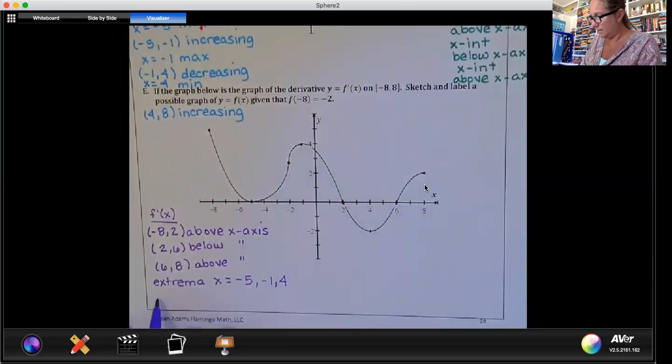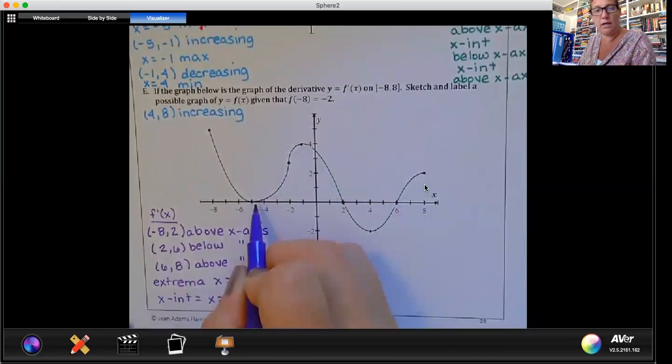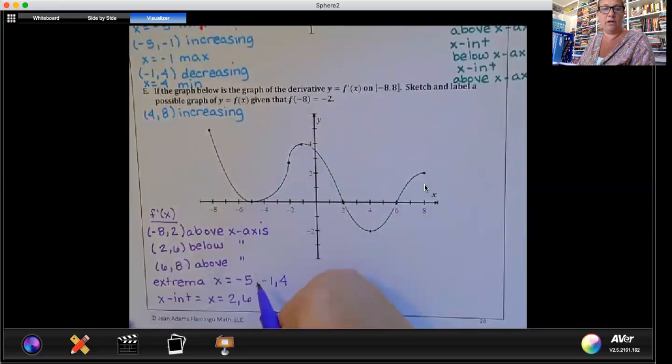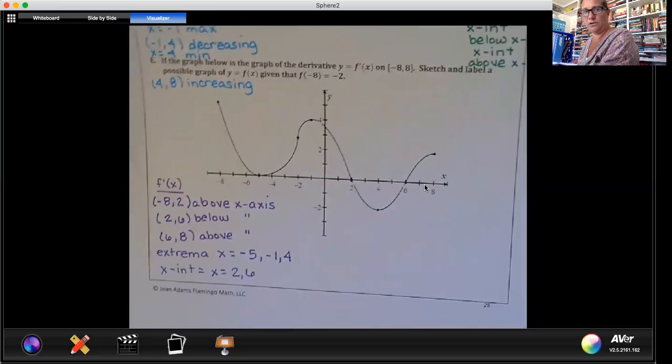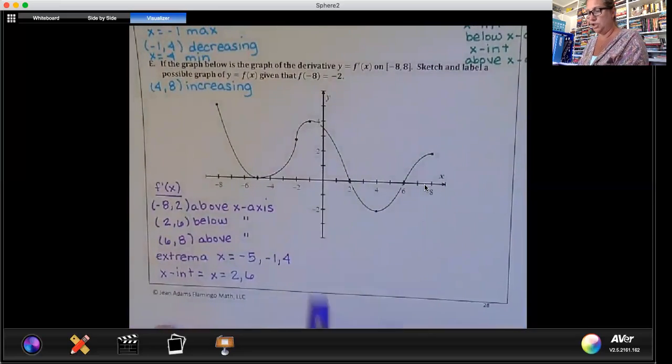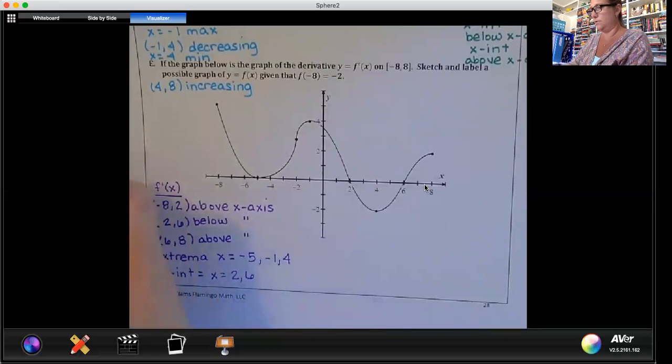And we have x-intercepts at x equals 2 and 6. And we're not including 4 here, even though we have an x-intercept, because we've already included it in our extrema. Pay close attention to what you're doing here, because you're going to be doing one on your own just like this soon.